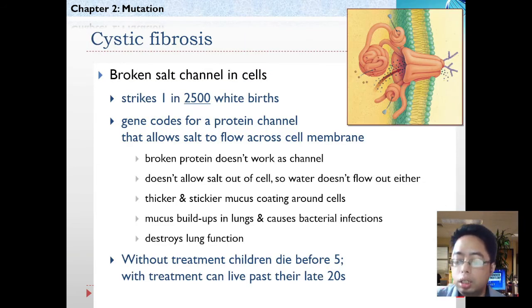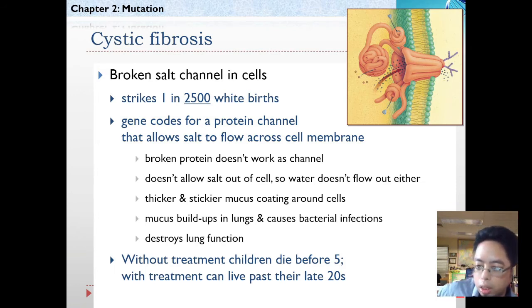So for example, this is a disease called cystic fibrosis. This happens in around 1 out of 2,500 white births. This is a disease that affects your mucus. Whenever you sneeze, you have snot coming out. How does it feel? It feels like liquid, right? Imagine if that liquid were very sticky like glue. It will block your nasal passage, your breathing tubes, bronchi and bronchioles. Imagine if your mucus is thick as glue. How can you breathe? You cannot breathe at all.